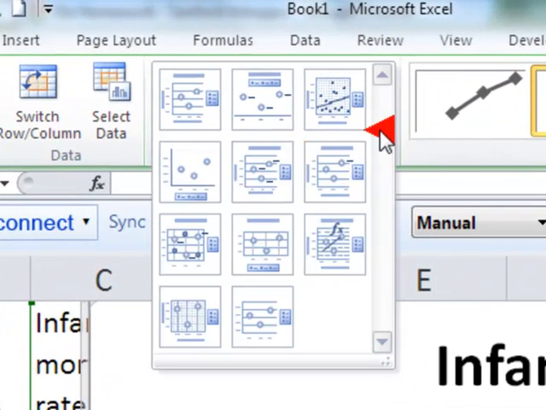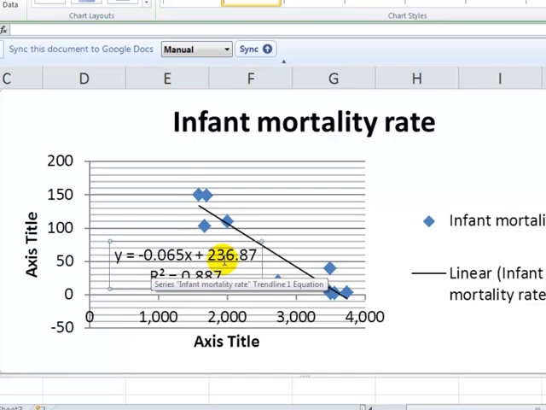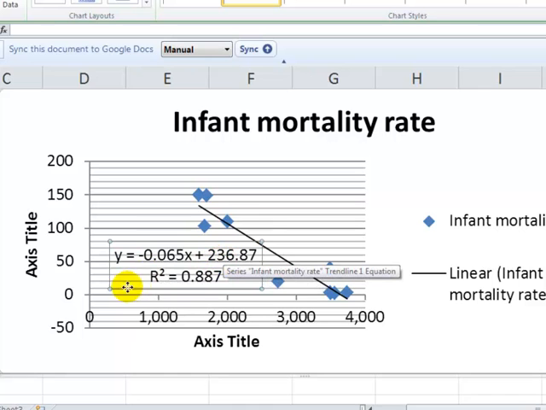Now to add a trend line, I'm going to use layout number 9 here. If you look in the layouts, they show you the first three. I'm taking number 9 because it adds my y equals mx plus b equation and my r squared. So by inserting my graph and then adding a trend line to it, which Excel will do for me, I can get my regression line.